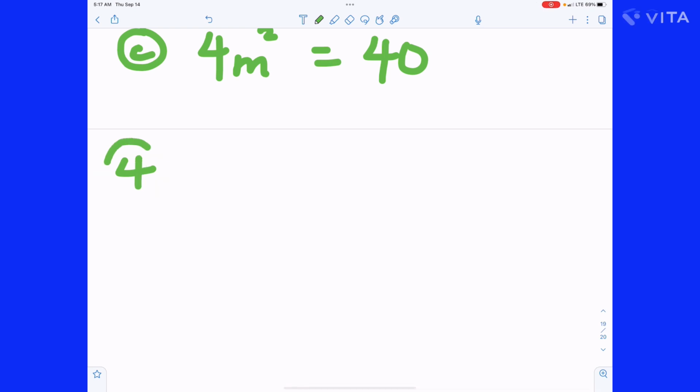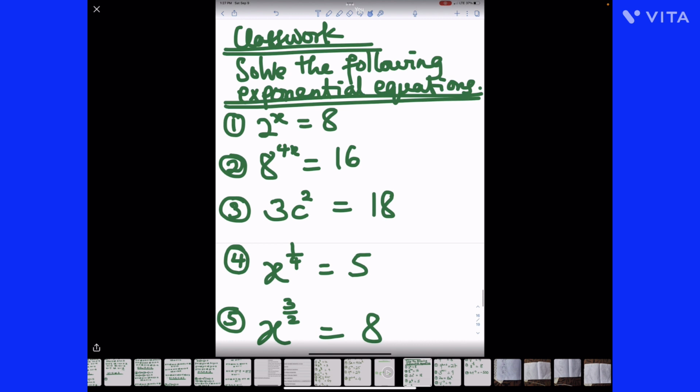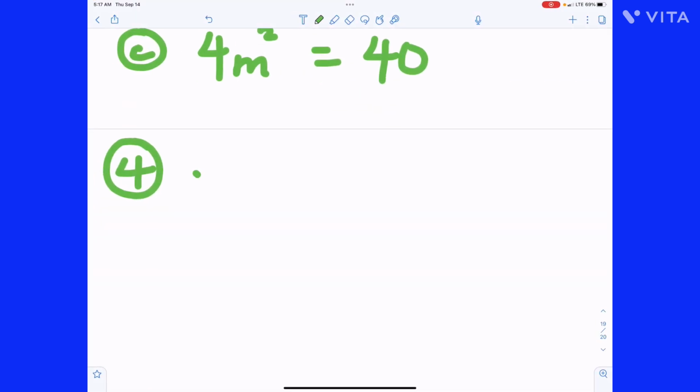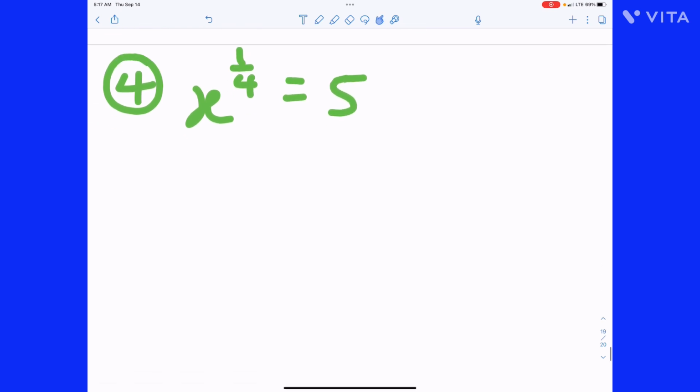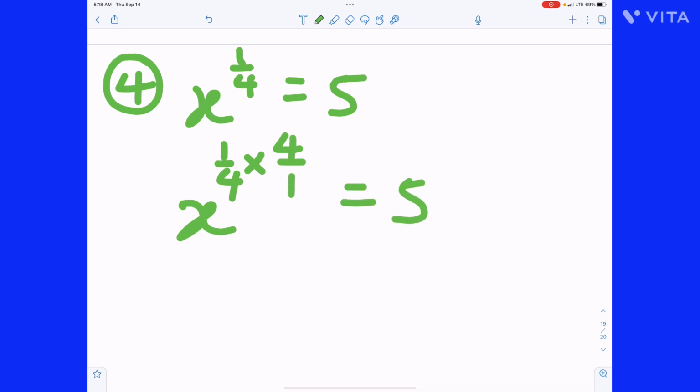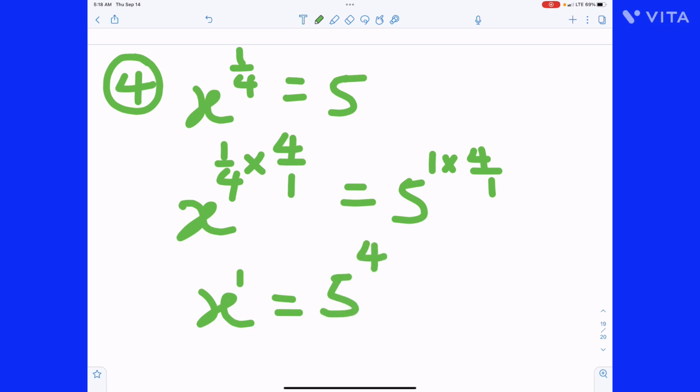Number 4. It says x raised to power 1 over 4 is equal to 5. Now, if x raised to power 1 over 4 is equal to 5, here we need to use reciprocals. What is the reciprocal of 1 over 4? It's 4 over 1. So you multiply this side too by 4 over 1. You know, 5 is the same thing as 5 raised to power 1. If you multiply 1 by 4 over 1, you will get x raised to power 1 on the left, and you get 5 raised to power 4 on the right.